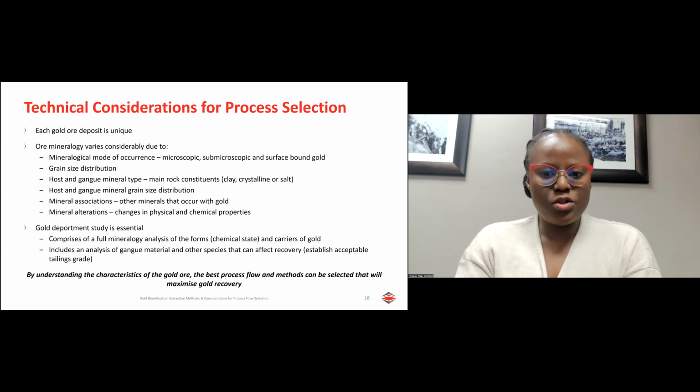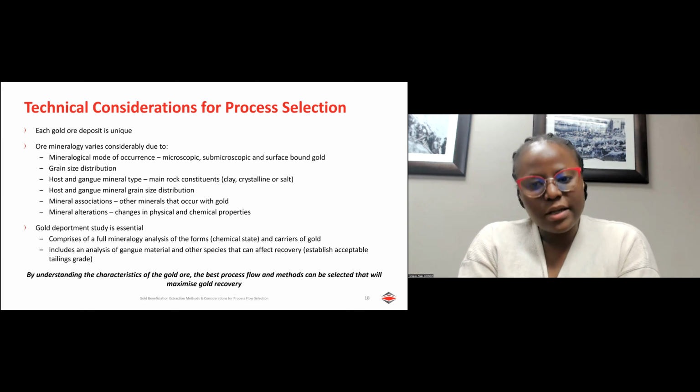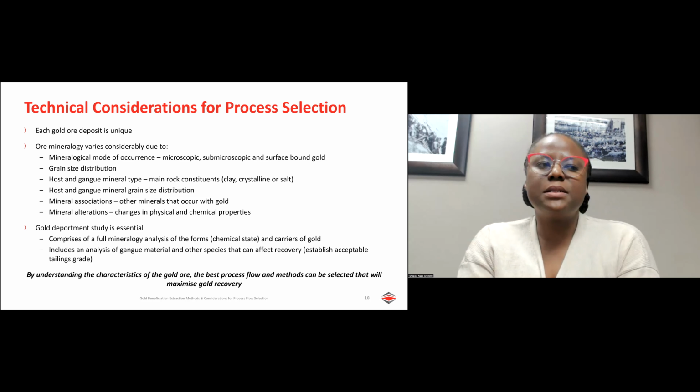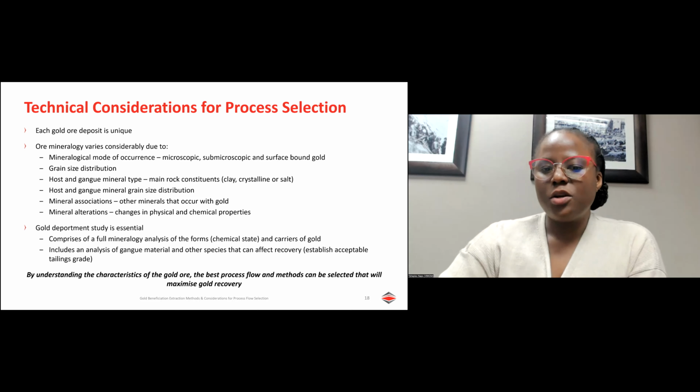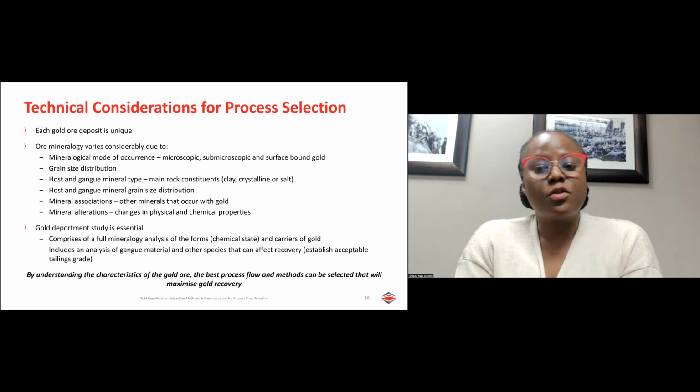So a good place to start when you are selecting a processing route is to carry out a gold deportment study. And this is to establish the gold minerals that you have within your ore body, which will give you then an idea as to which processes are suitable. The gold deportment study also has the added benefit of establishing the acceptable tailings grade and identifying the speed.